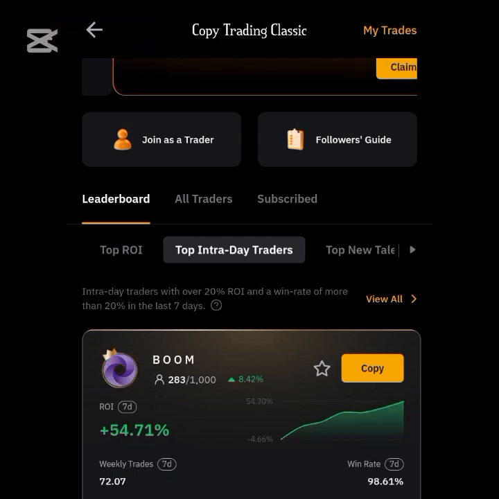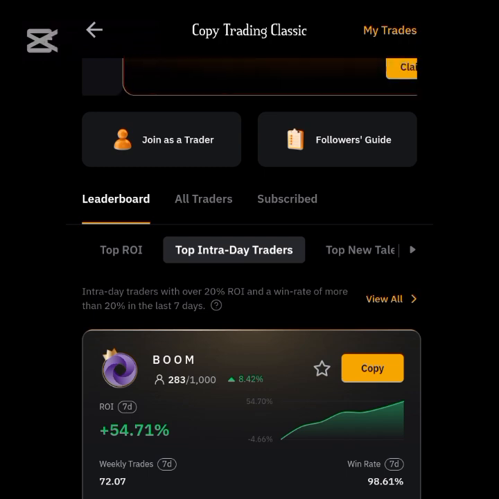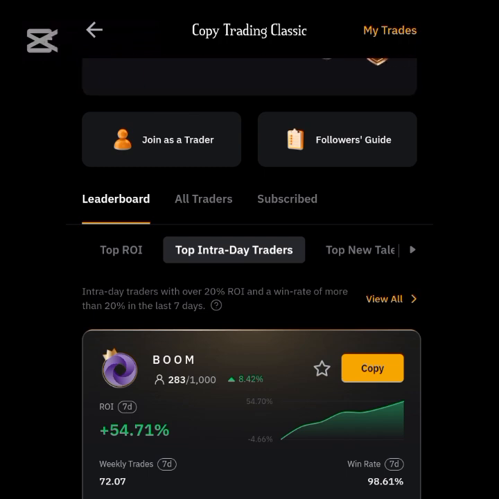Top intraday traders. So if you want those that have at least 20% ROI and a win rate of more than 20% as well, then these are for you. So very different strokes for different folks. Now I'll show another way to pick the traders if this one is more complicated for you. So the second option, or the second way to filter it out, is going to this all traders here.